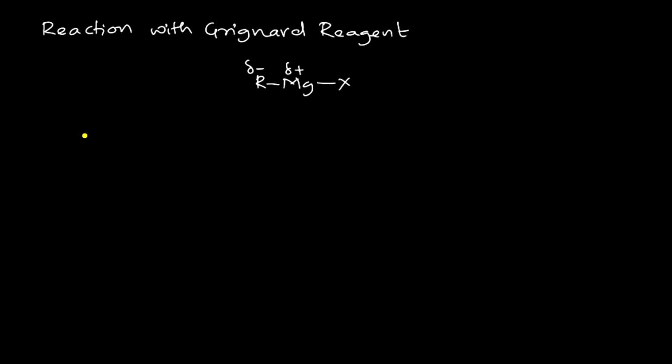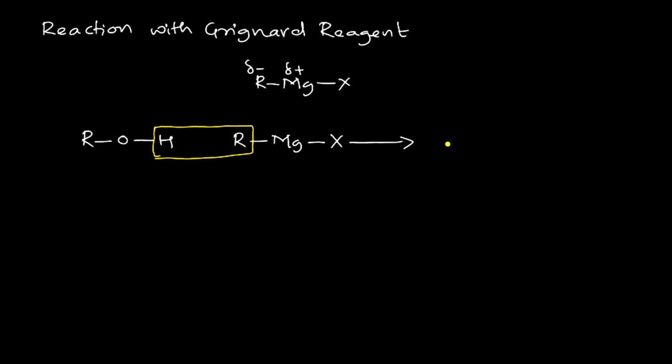Take a look at the alcohols. We can represent the alcohols as R O H. Alcohols are acidic in nature. They can easily give H plus ions. And we have a Grignard reagent, that is R Mg X. Now in this case what happens? The proton furnished by the alcohol reacts with the alkyl group and we get products that are R H plus R O Mg X.